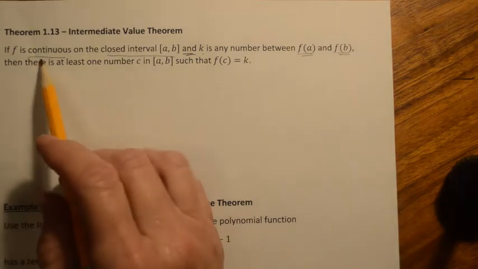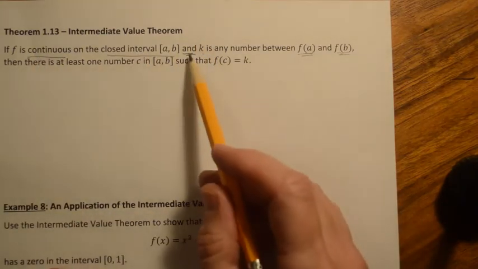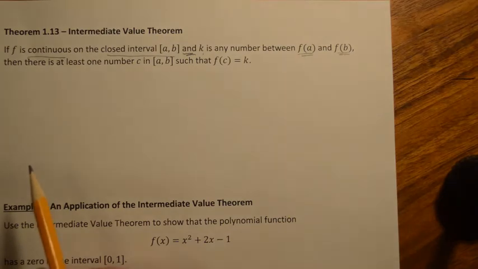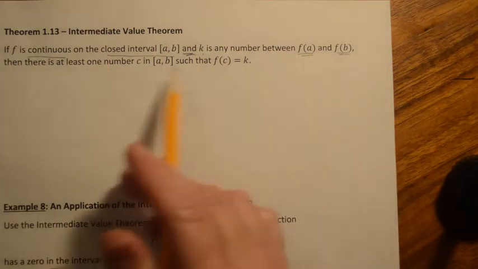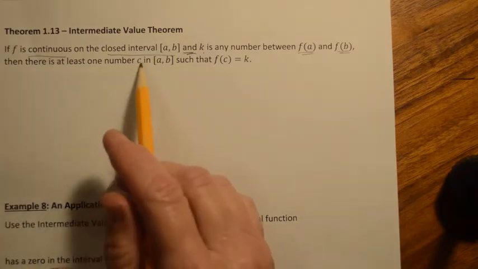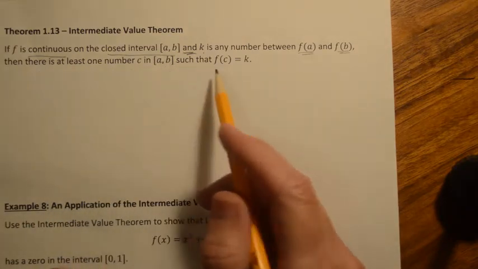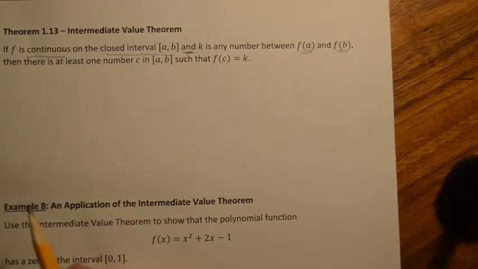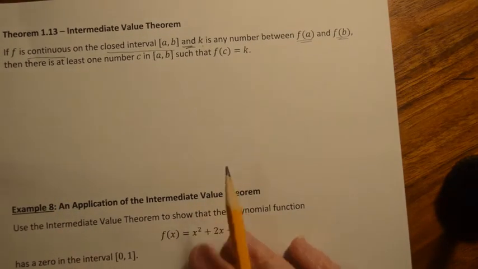Right, so we've got a continuous function on a closed interval, and k is some number that falls between f of a and f of b. If we have those three requirements met, then we can conclude there is at least one number c in our closed interval so that f of c equals k. Right, so let's just draw what that looks like.